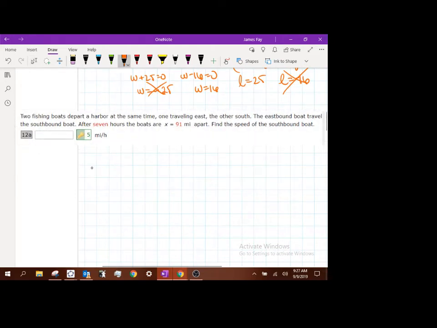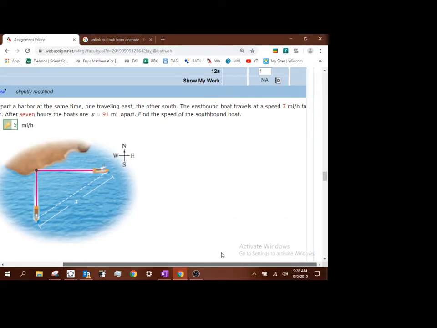All right, so number 12, so this is 1.4, number 12. All right, so it says 2 fishing boats depart a harbor at the same time, one traveling east, the other traveling south. So that's nice because if one's traveling east, one's traveling south, they're 90 degrees from one another, right? That's their angle of departure. It says the eastbound boat travels, did I cut it off? Apologize. The eastbound travels at a speed of 7 miles per hour.